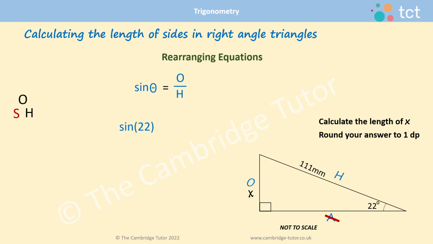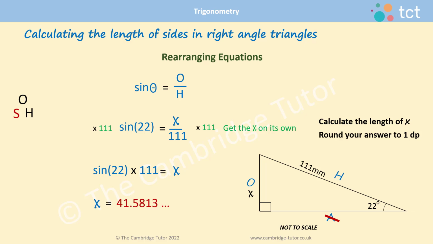Substitute in the values. The sine of 22 is equal to x divided by 111. We need to get that x on its own. We multiply it back by 111 to cancel out the division. And we do the same with the other side. Now we have x on its own, the other side is the sine of 22 multiplied by 111, which you'll put into your calculator, and you'll get 41.5813 and so on, rounded to one decimal place is 41.6, and that's millimetres.